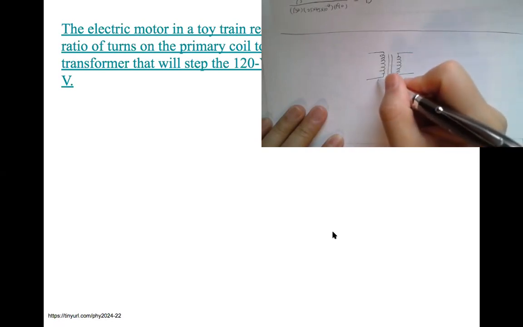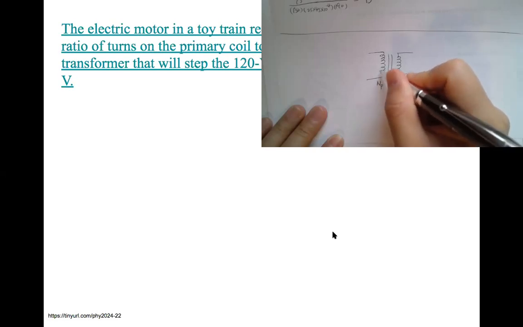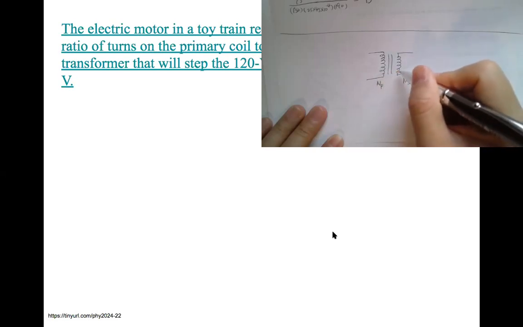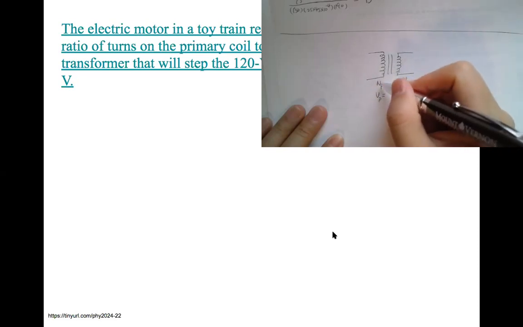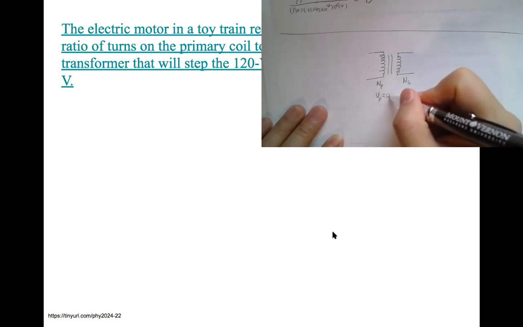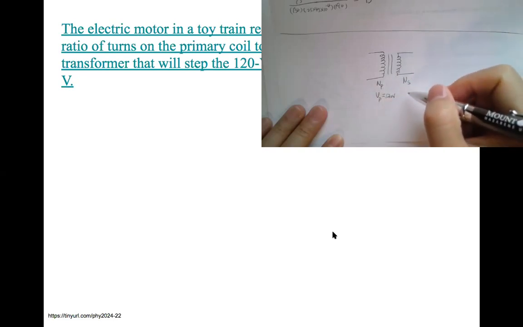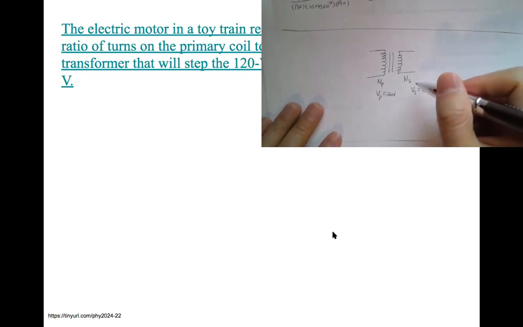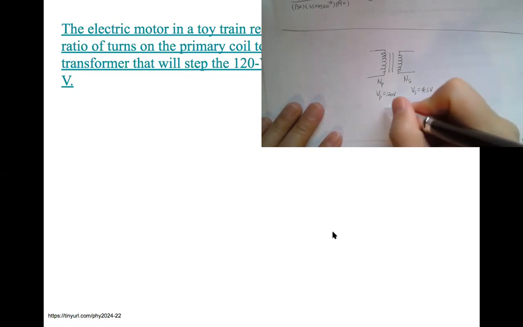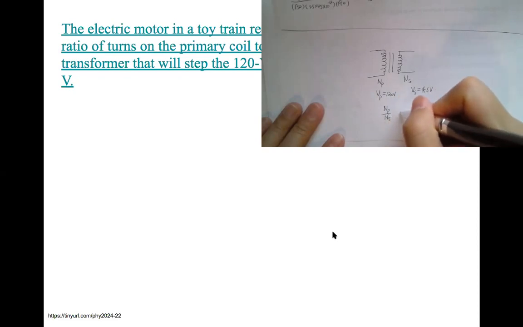If this is the primary, then there's a number of turns of coils, and there's a number of turns of secondary there. It tells you Vp, this is the input. So primary will be the input, it's from the household, 120 volts. Now Vs is 4.5 volts. It's asking you what will be the ratio of the primary, so Np over Ns.